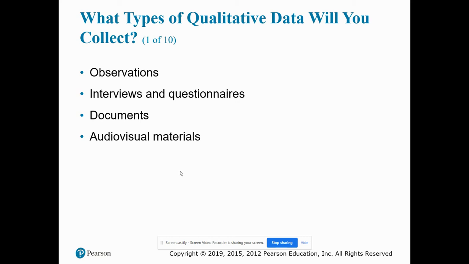So now let's say you got permission from your IRB and you're ready to go. So what types of data could you collect? So maybe you figured out what type of sampling technique you want to do, your purposeful sampling. Now there are 4 different types of data. You can either do observations, you can do interviews and questionnaires, and remember you're going to make your own. You could look at documents or audio-visual materials.